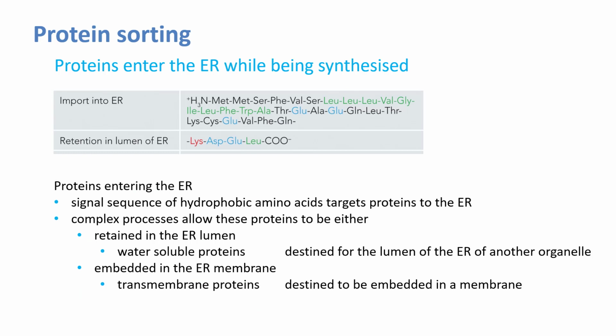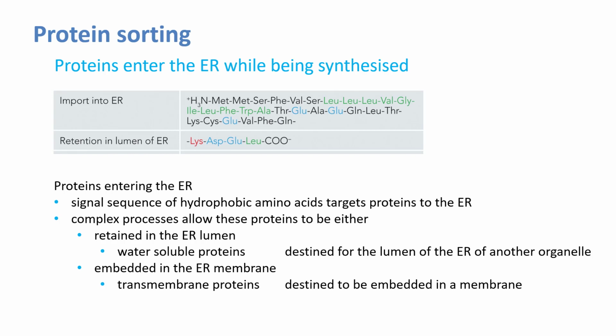So we can see here at the top an example of the type of signal sequence that does that process, that directs that newly synthesized protein to take the ribosomal complex to the endoplasmic reticulum membrane. Once they're being synthesized and physically pushed through the transporter across the endoplasmic reticulum membrane, there are two possible things that can happen to that protein. They can go directly across the membrane and into the endoplasmic reticulum lumen. This tends to be the case for water-soluble proteins, and these proteins are either destined to remain in the lumen of the endoplasmic reticulum or be transported to the lumen of another organelle.